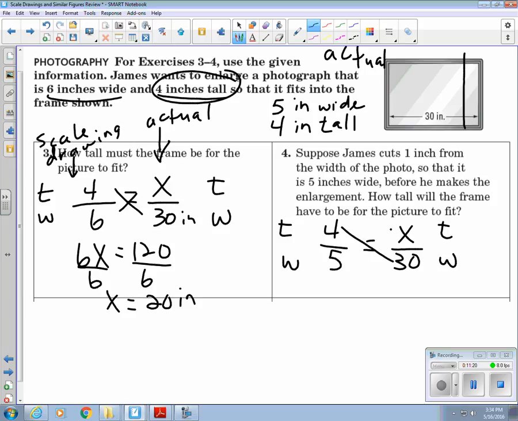So we're going to cross multiply, and I'm going to get 5x is equal to 120. If I divide both sides by 5, I'll get x is equal to, let's see, is that 24? And the units would still be inches. So it'd be 24 inches. Sorry, this is supposed to be an x here. So x is equal to 24 inches.